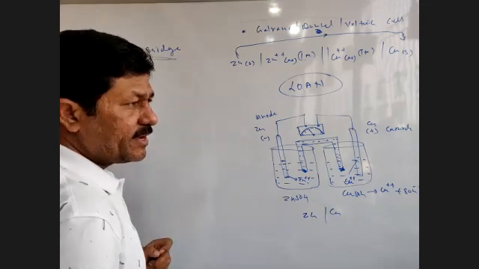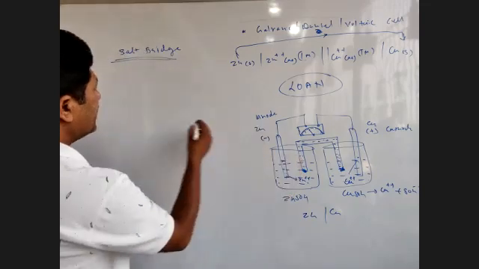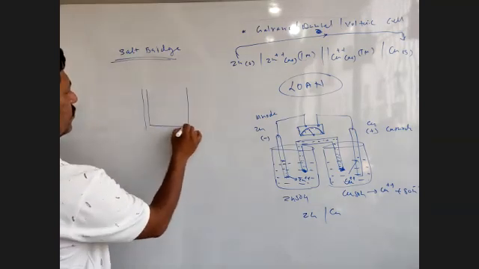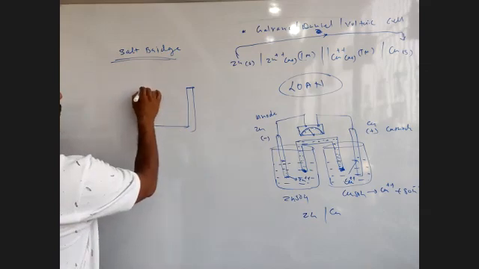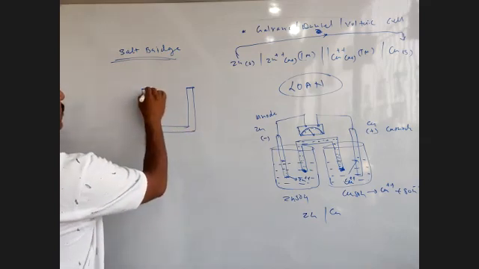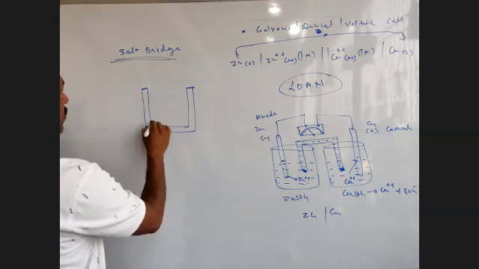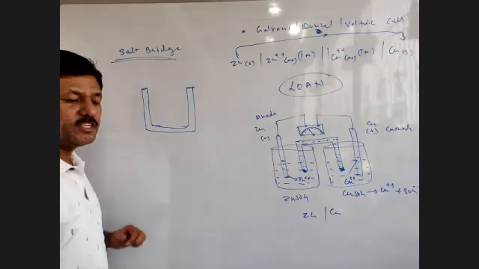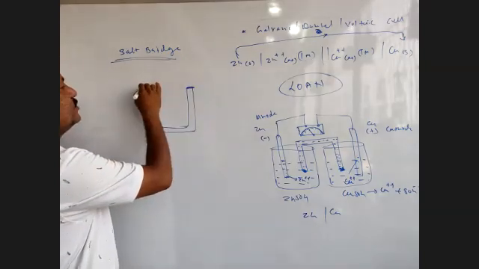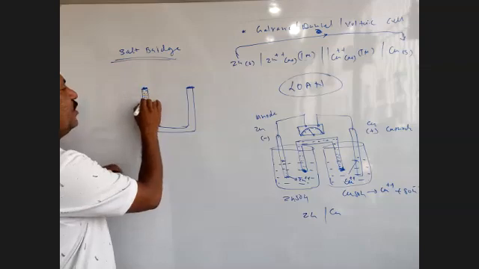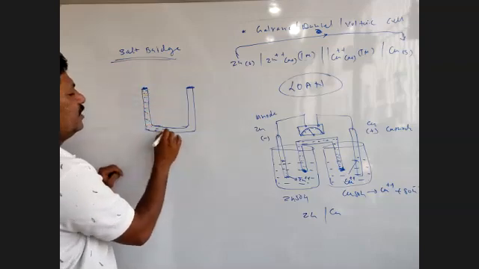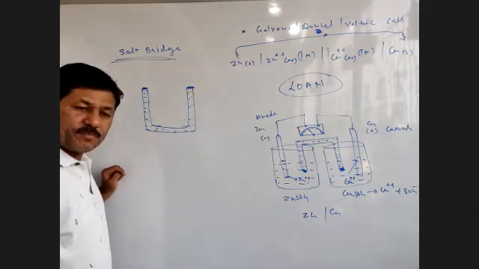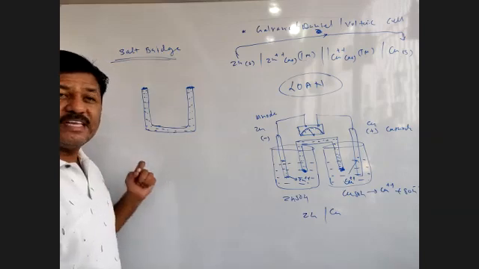Okay. अब देखिएगा, salt bridge is what? Salt bridge का एक बार हम लोग diagram draw करते हैं. So this is the diagram of salt bridge, which is a U-shaped glass tube. जहाँ पे यहाँ पे cotton plug किया गया है. So cotton is plugged at both ends, and this is filled with a suitable electrolyte solution. Okay. So it is a U-shaped glass tube, and it is filled with a suitable electrolyte solution.